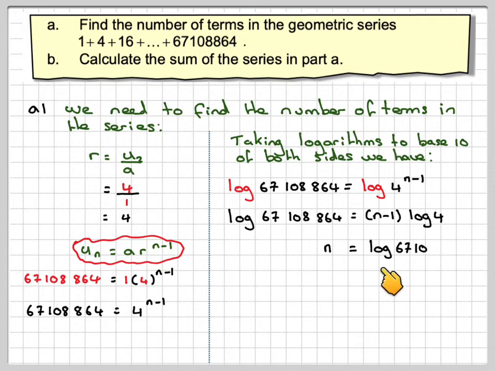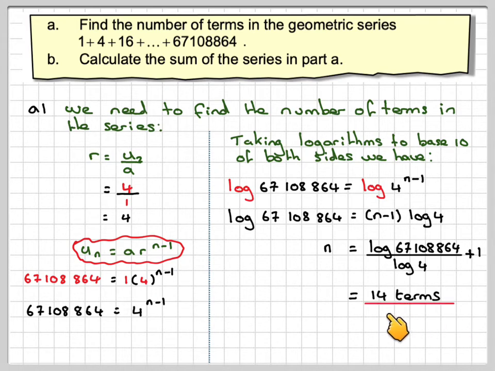Rearranging that, you're going to get that n is log of 67,108,864 divided by log 4, plus 1. And that will give that n is 14 terms. This would have to come out to be a positive integer.